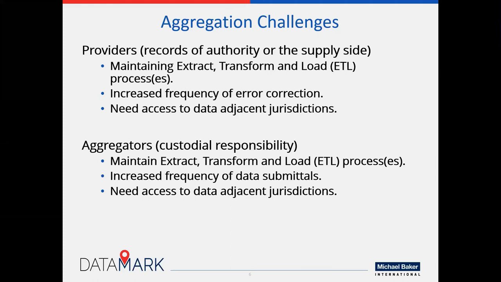And you may need access to data from adjacent jurisdictions. You may need to consider how that road centerline comes along, what the block ranges are, how that impacts your address points in ways that you didn't need to before, when your data set ended right at the boundary and you didn't have to consider how these play together.